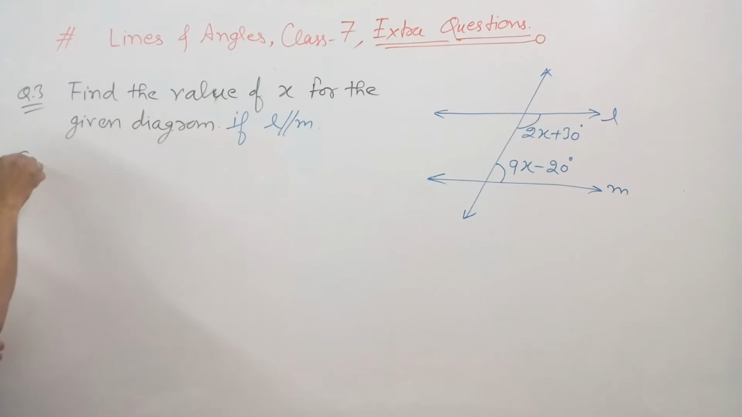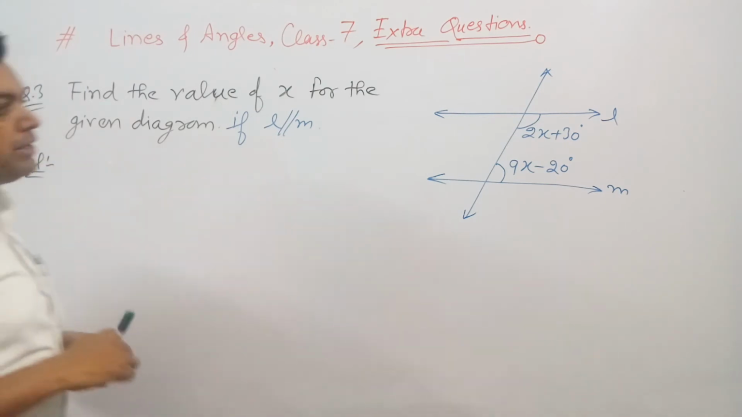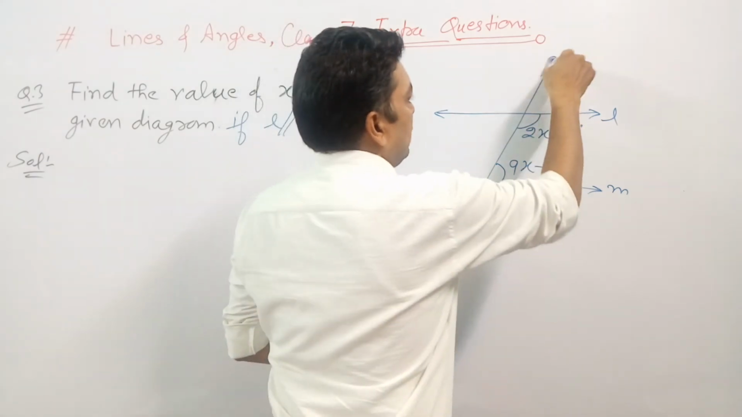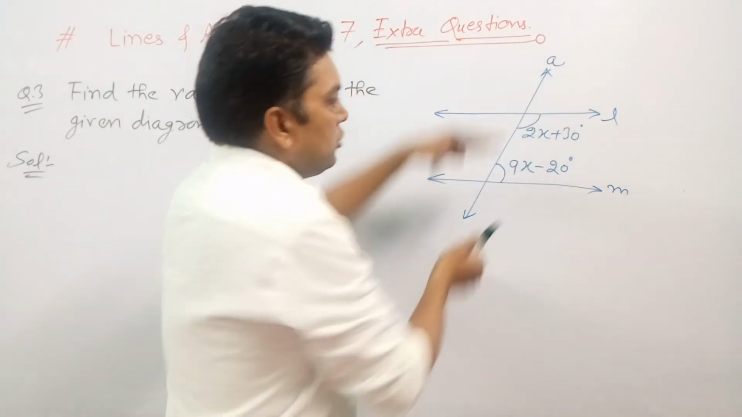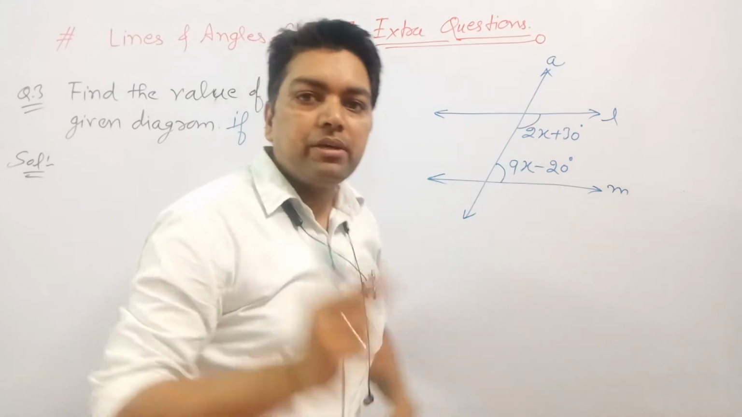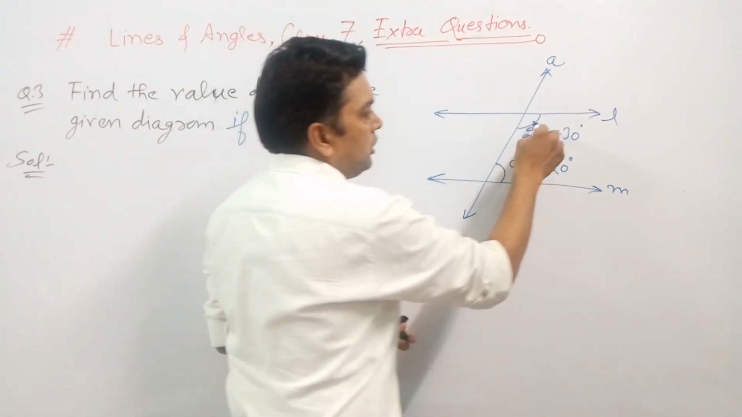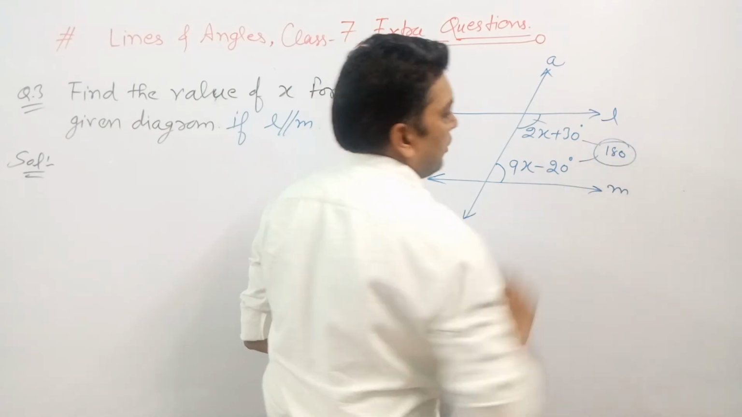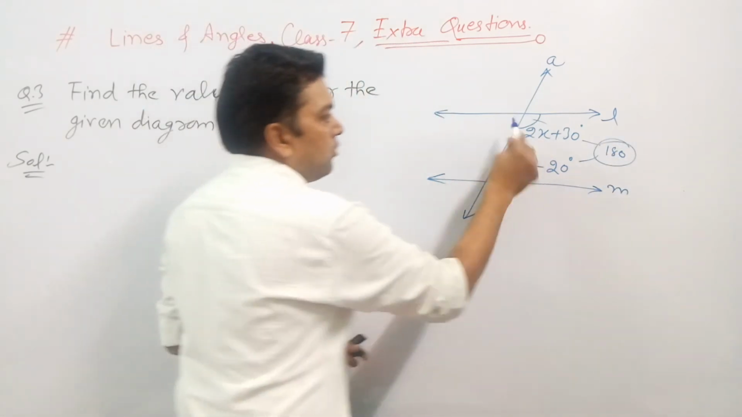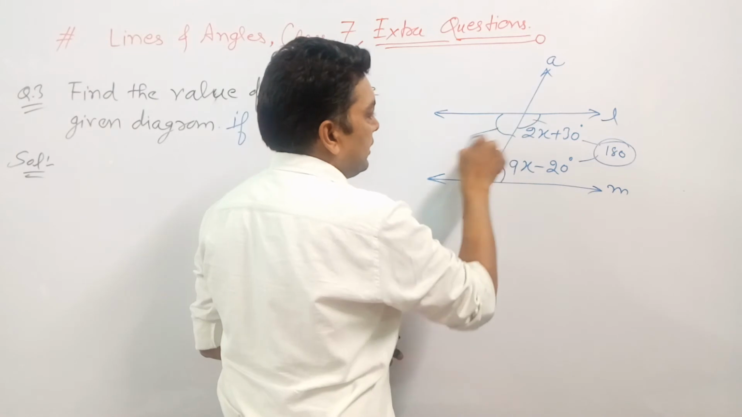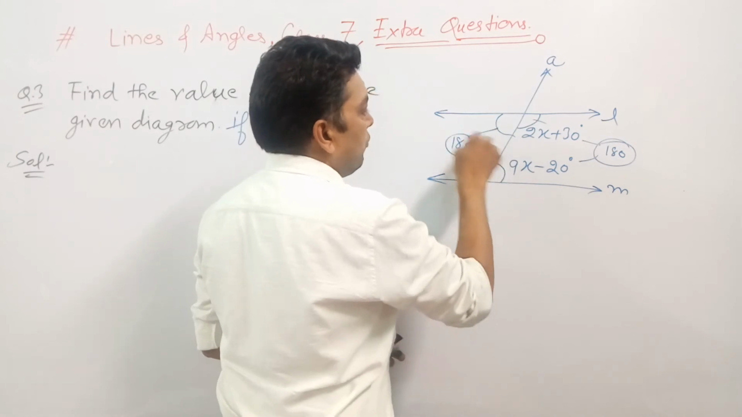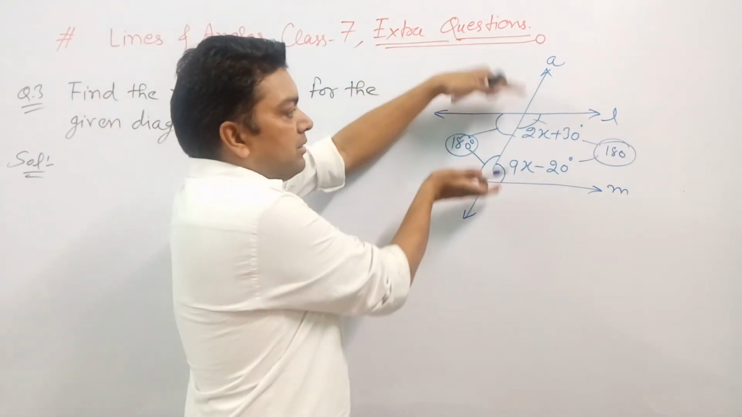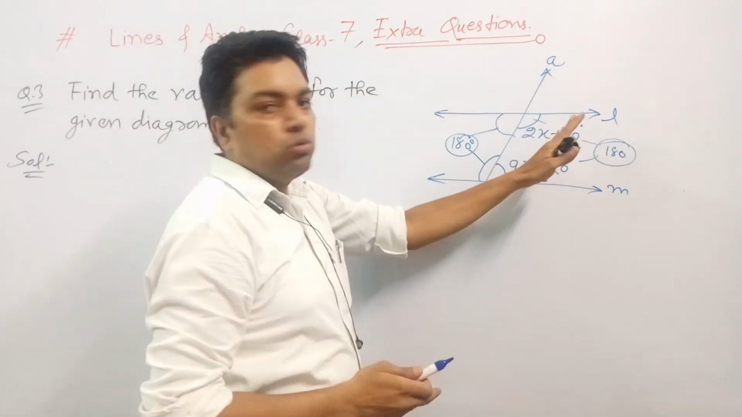See the solution. As per the properties of parallel lines, if these two lines are parallel and this A is a transversal, then these two angles become co-interior angles, and the sum of these two co-interior angles will always be 180 degrees. This side or this side, both sides the condition is the same. Always the sum is 180 degrees. These are co-interior angles. Both are inside the parallel lines and both on the same side.